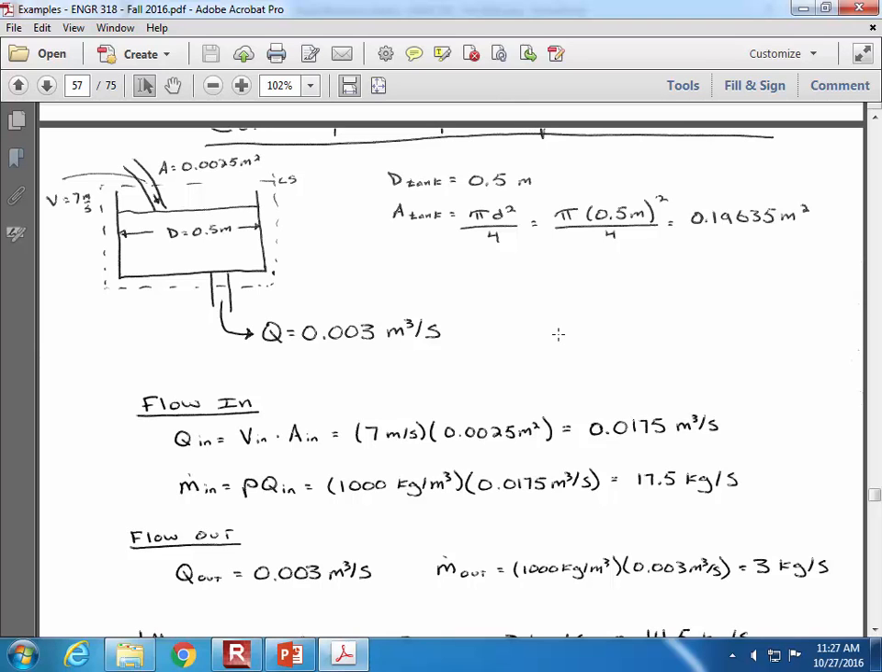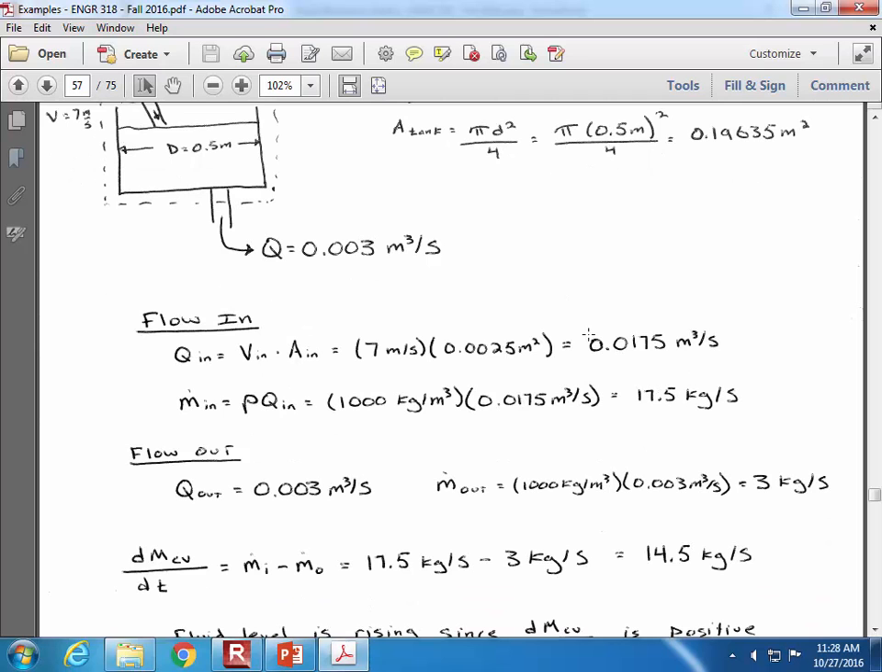Okay, so we start off with the preliminary stuff. If you're given the diameter of the tank, you know probably you're going to end up needing the cross-sectional area. So calculate that. And then we're looking at in and out. The in is given in terms of velocity and cross-sectional area, so we find the volumetric flow rate in. And then, since we know the density of the fluid, we can also calculate the mass flow rate in, 17.5 kilograms per second. When it comes to the flow rate out, it's already given in volumetric terms, so all we have to do is multiply that by density, and we'll get 3 kilograms per second flowing out. So then the net accumulation of mass inside of that tank is 14.5 kilograms per second. So it's going to be getting heavier and heavier over time.